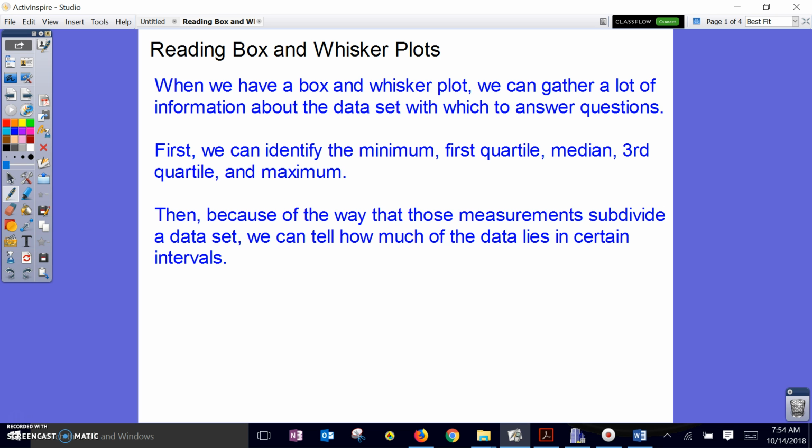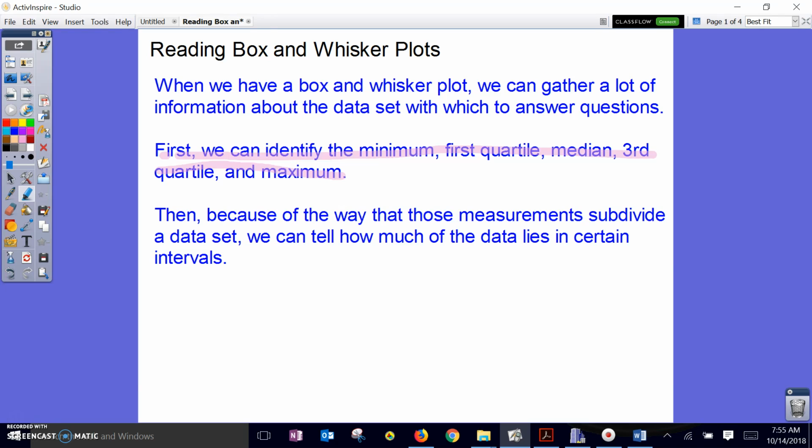The first thing we can do when we have a box and whisker plot is we can easily identify the 5 key characteristics that are shown in the box and whisker plot. We can identify the minimum value in the data set, the first quartile, the median, the third quartile, and the maximum. And if you remember back when we talked about these 5 characteristics, we talked about how those measurements subdivide a data set. And so because of that, we can tell how much of the data lies in certain intervals.